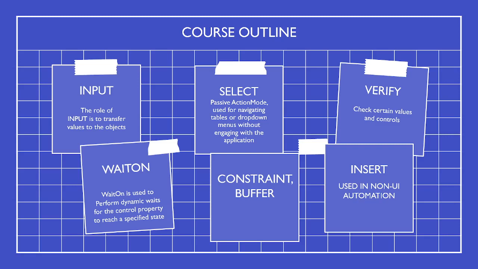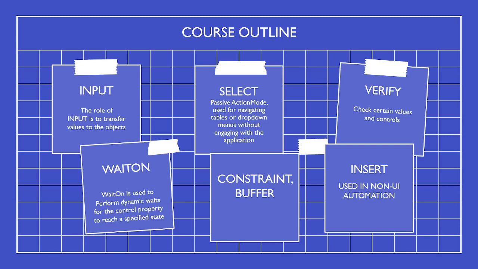We have already discussed input, though theoretically we have not gone through it, but we have used it. The role of input is to transfer values to the objects. If you recall, we used input while logging in with our user ID and password. When we entered the user and password, we were giving the values to Tosca. Those values were coming via the action mode input.